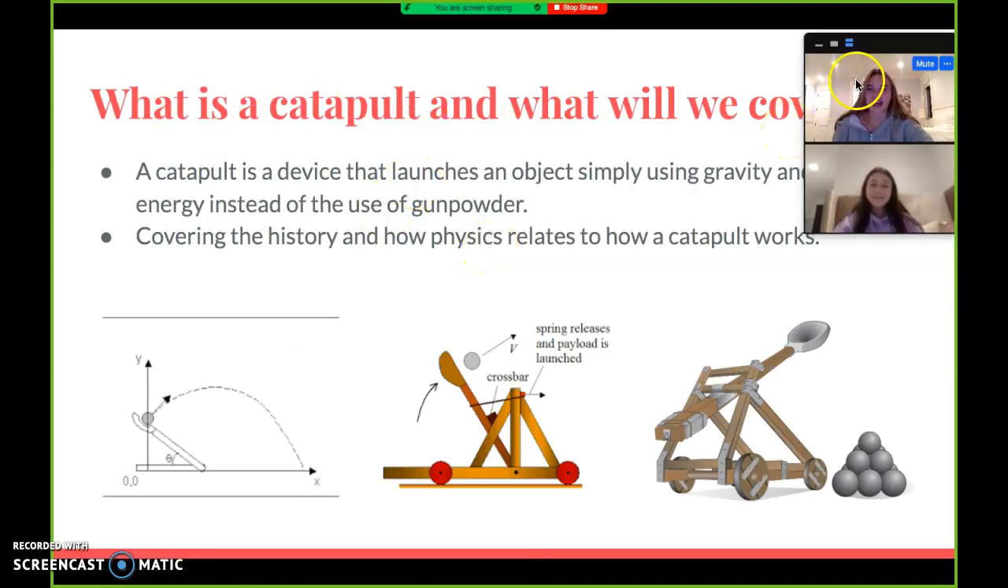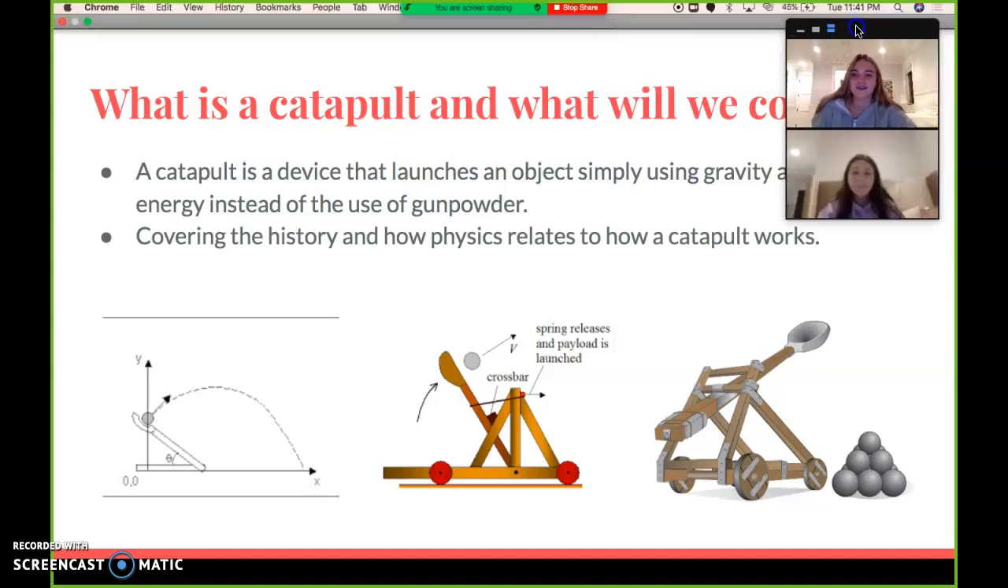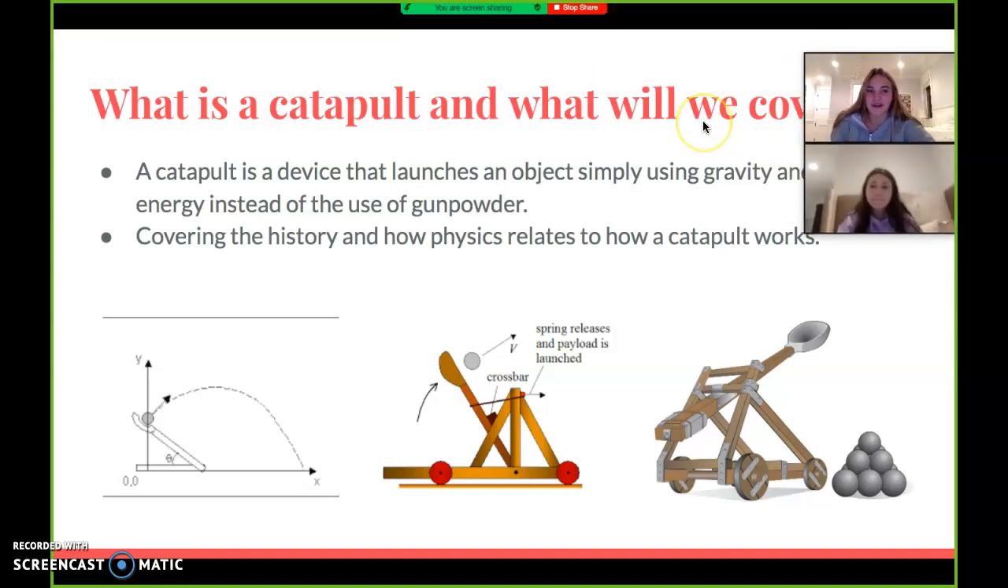In basic terms, a catapult is a device that launches an object simply using gravity and stored energy, instead of using gunpowder and other things that normal weapons used. In this presentation, we're going to cover the history of it and how physics relates to how a catapult works.